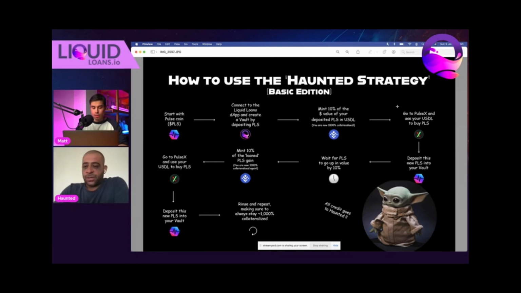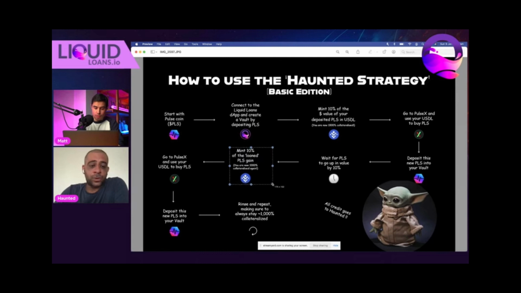So what you do with that, you go to PulseX, you use your USDL to buy more Pulse. Pretty much deposit that back into your vault. And wait for Pulse to go up in value by 10%. So just an example, if the price is sitting at 10 cents, we wait until it goes up to 11 cents. Then we go back into our vault.